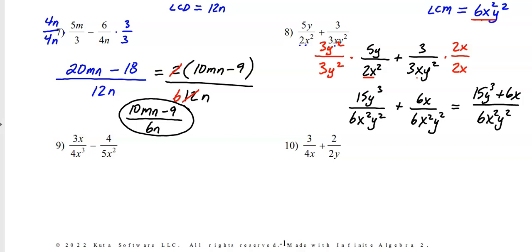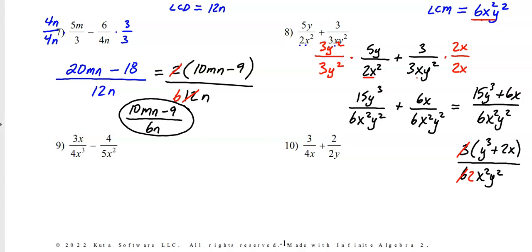And I believe I could, if I wanted to, up there factor out a 3. There's a common factor up there of a 3. So that's going to give me y to the third plus 2x. Then on the bottom, I have this 6x squared y squared. And this will cancel with this, but it'll be a 2. And I don't really see any other opportunities here where I can make much happen.